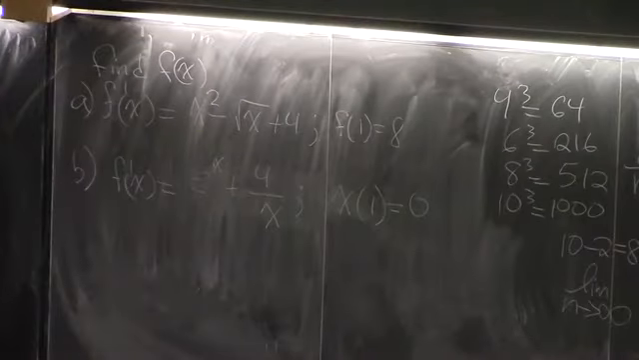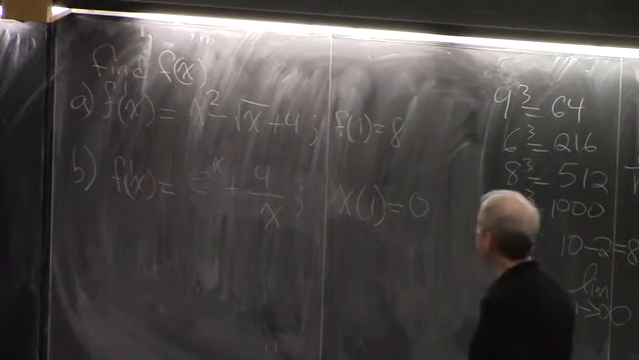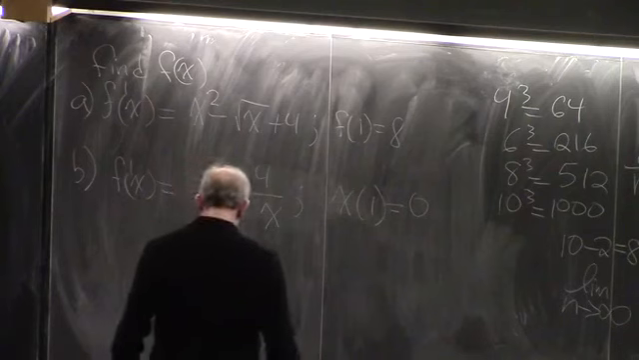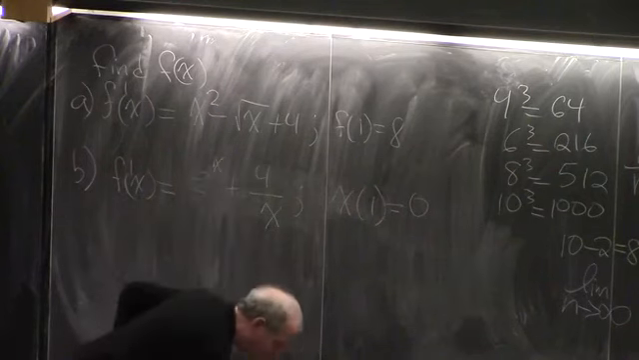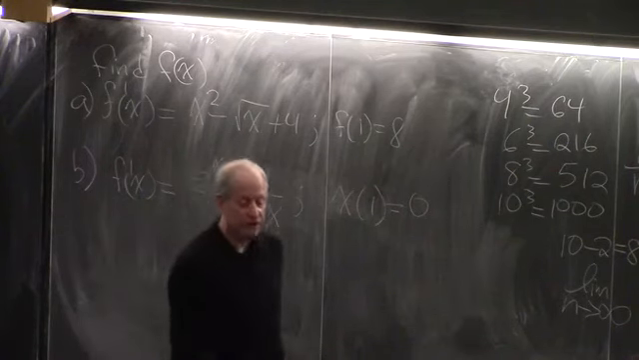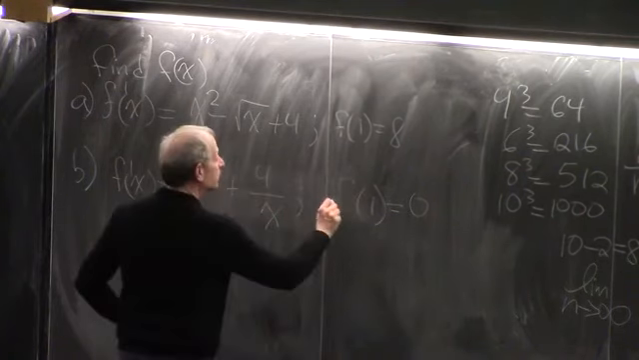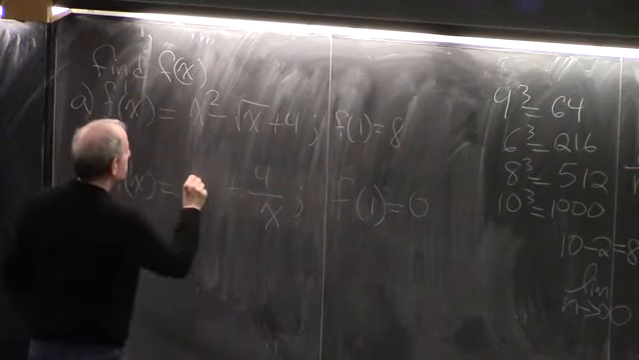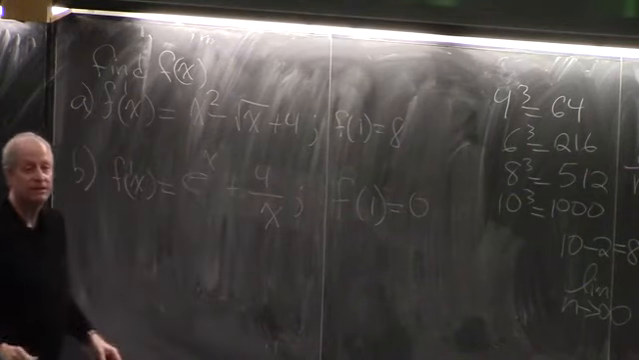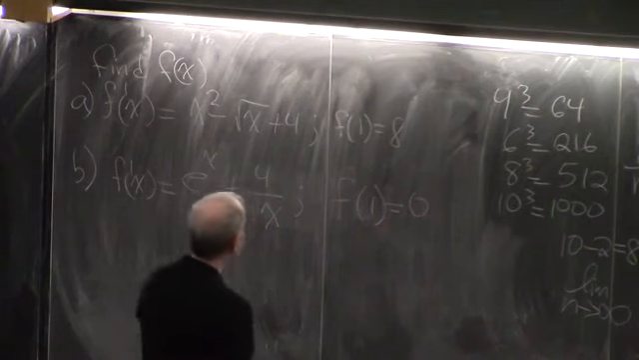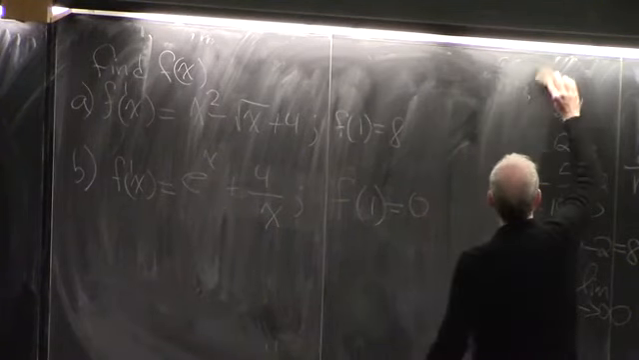You know what? Can you read B out loud? Sure. B says f of x equals e to the x plus 4 over x, and f at 1 equals 0. That should say f at 1 equals 0. Sorry about that. So that says e to the x plus 4 over x, f at 1 equals 0.